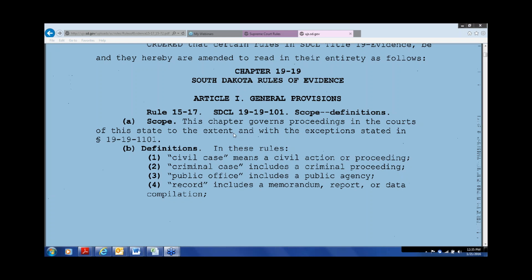The next thing we knew, our Supreme Court had noticed for hearing several rules that we had left unchanged. So as I go through the rules today, I'm going to point out to you not only what we have for the stylistic changes, but also U.S. Supreme Court changes and also South Dakota Supreme Court changes. And I'm sorry if it gets a little bit complicated, but I'll do the best I can.